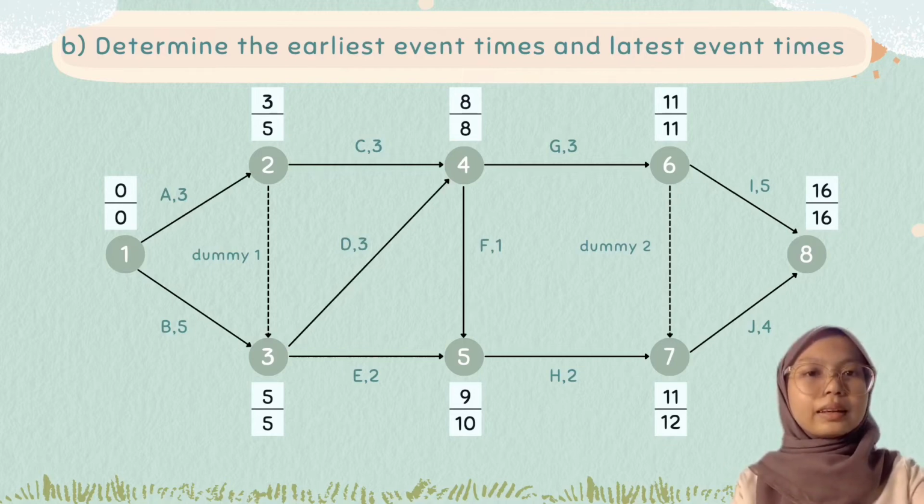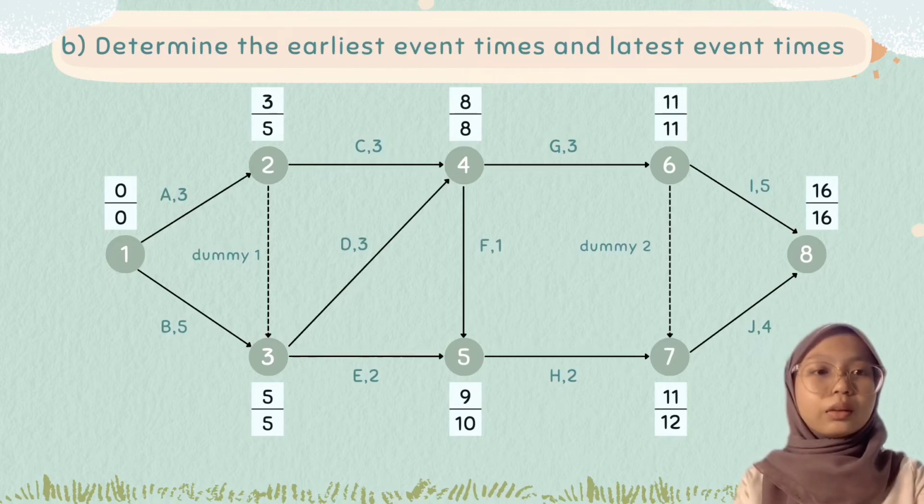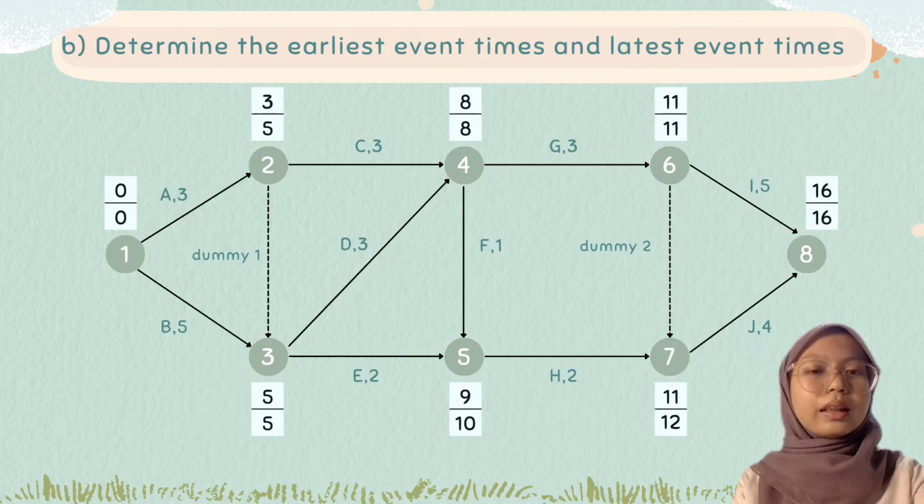For node 6, EET node 4 plus duration activity G, which is 8 plus 3 is 11. For node 7, EET node 6 plus the dummy, which is 11 plus 0 is 11, and EET node 5 plus duration activity H, which is 9 plus 2 is 11. So the EET for node 7 is 11.